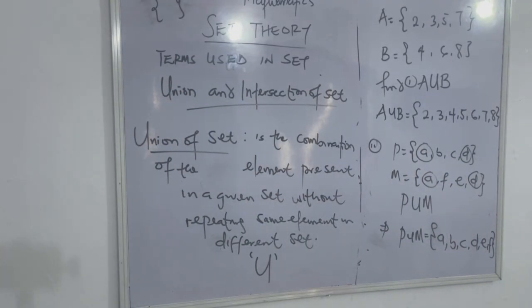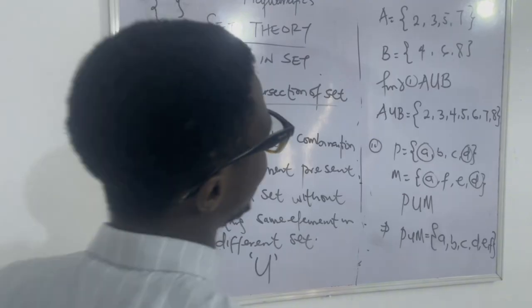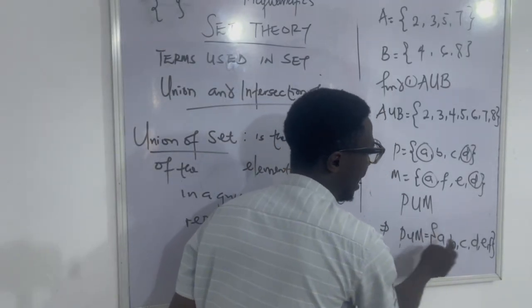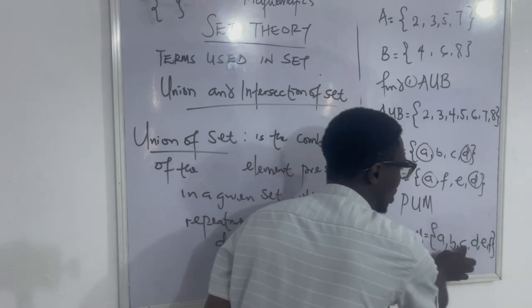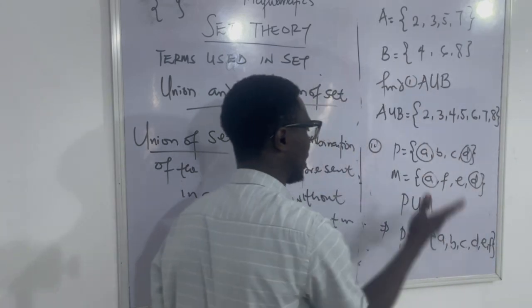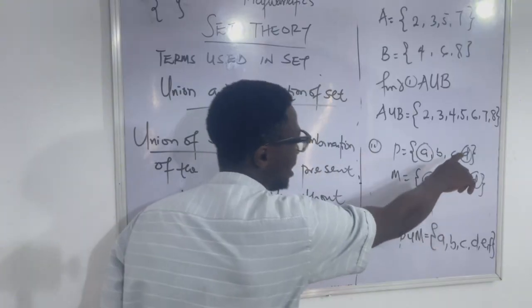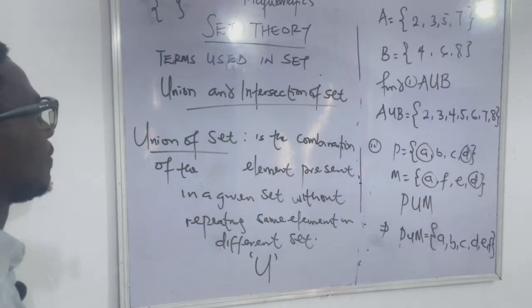So that is what? The union of what? Of the given set. Possibly they said find a number of P union M, then you count 1, 2, 3, 4, 5, 6. Then you write 8. Don't make mistake of writing A twice and D twice, please.